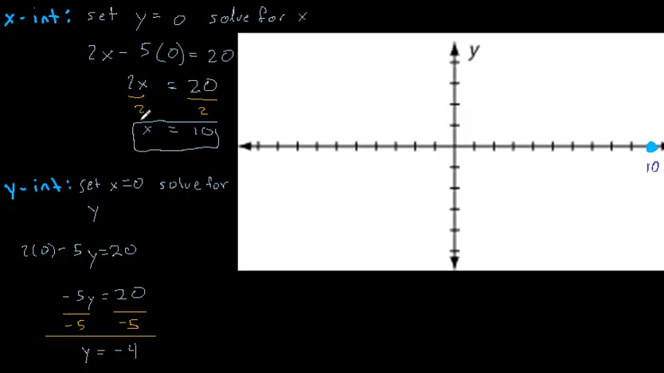So I see that the x-intercept is at x equals 10. The y-intercept is at y equals negative 4. I'm going to go ahead and label that over here, negative 1, negative 2, negative 3, negative 4. So I've got negative 4 out here. I'm going to go ahead and label that as well.